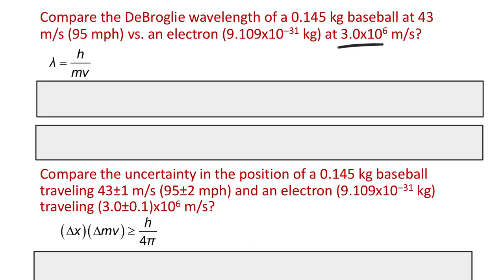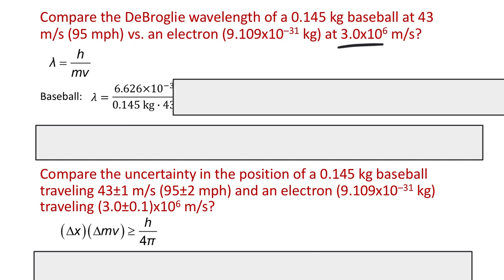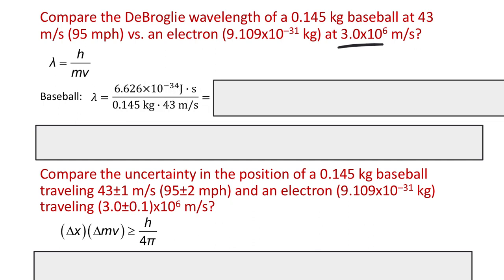This is an ordinary velocity for an electron. It isn't an extraordinarily fast electron; this is just how fast electrons move. So let's look at the baseball first. Again, we're looking at h divided by mv. We take Planck's constant, divide by the mass, and divide by the velocity.